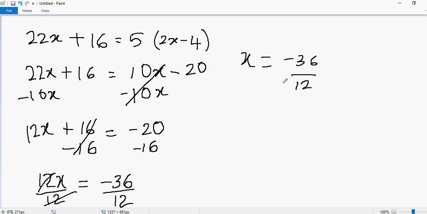Now we have to try to reduce this to the simplest form. We can divide by 6, but let's divide by 12 because that is the greatest number by which we can divide both numbers. So 36 divided by 12 will be 3, and 12 divided by 12 will be 1. And I still have the negative sign in front of my answer. So x is equal to negative 3 over 1, which is negative 3. So my final answer will be negative 3.